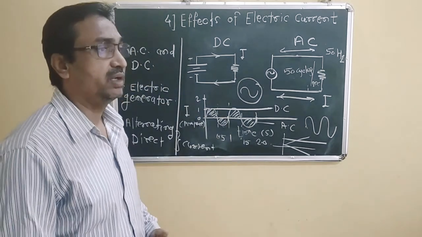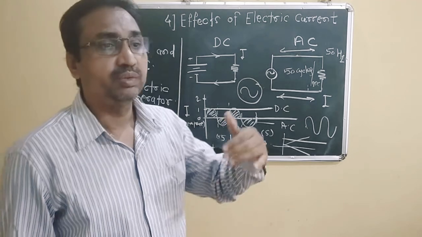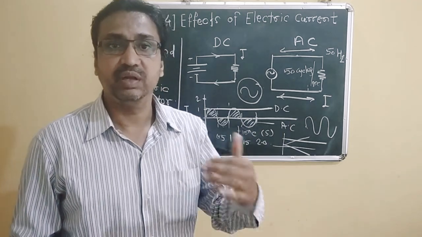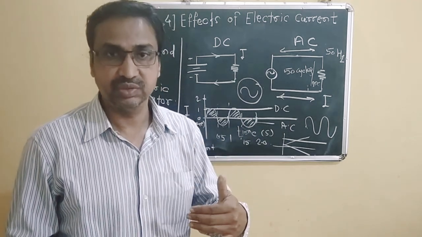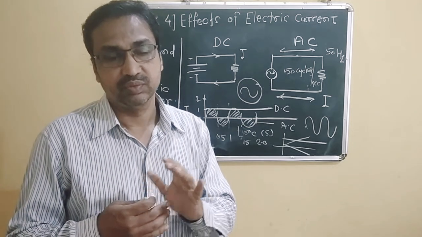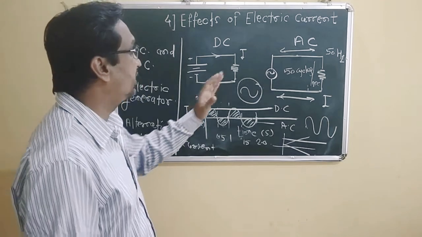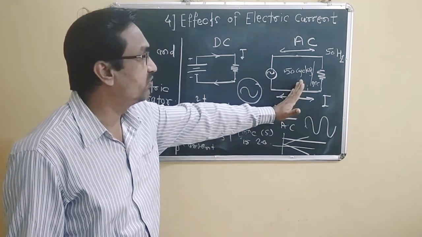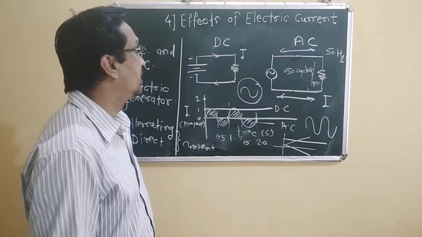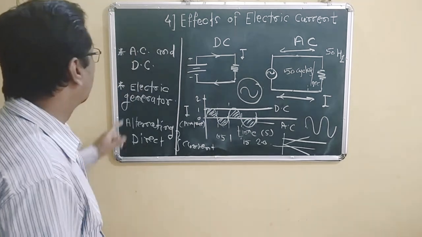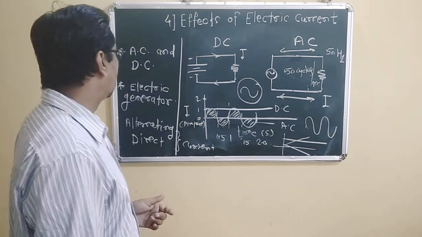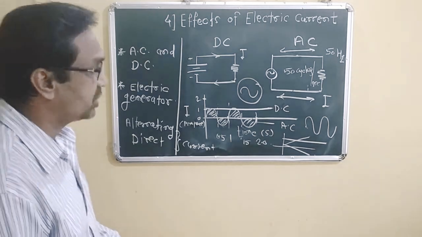Direct current we cannot carry over longer distances, but alternating current we can carry over longer distances. So that is beneficial. Alternating current is more beneficial than direct current. So we have to move on to the next topic, the electric generator.